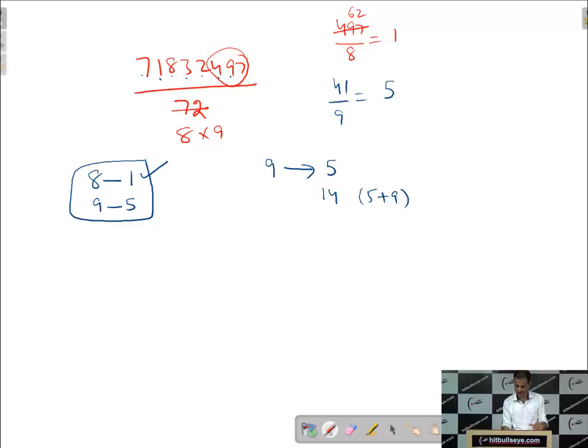Again you will add 9, 14 plus 9 is 23. Check by 8, remainder is 7. Then again you will add 9, 23 plus 9 is 32. When we divide it by 8, remainder will be 0. And when you add 32 plus 9, it will be 41. This number is giving remainder of 1 when divided by 8 and remainder of 5 when divided by 9. So answer will be 41. This 41 is the answer.